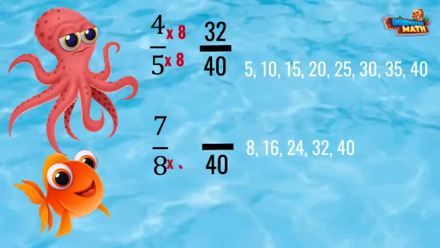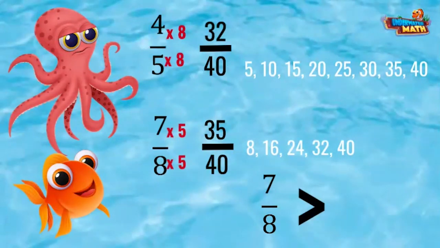For the second fraction, I know 8 times 5 equals 40. I multiplied the bottom by 5, so I have to multiply the top by 5. Now I have the fraction 35/40ths. And now we can compare the two fractions because their denominators are the same. 7/8 is a tiny bit larger than 4/5.